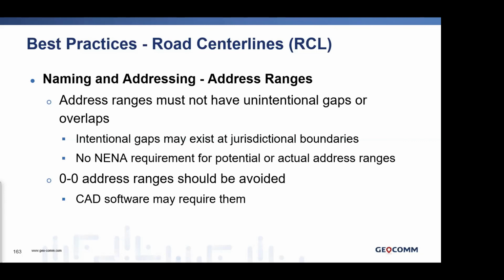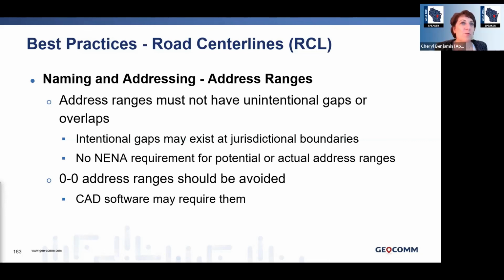Okay, so then we'll move forward and talk briefly about address ranges. Again, we've seen some examples where there are intentional gaps or overlaps, but you really want to make sure you don't have any unintentional gaps or overlaps. We saw the ones that exist at some jurisdictional boundaries. In our discussions last year, we had some conversations about, well, do you use potential ranges, or do you use actual address ranges? Where it's, what's the real high number that exists here, and what's the real low number that exists here, and we shouldn't have the ranges beyond them?